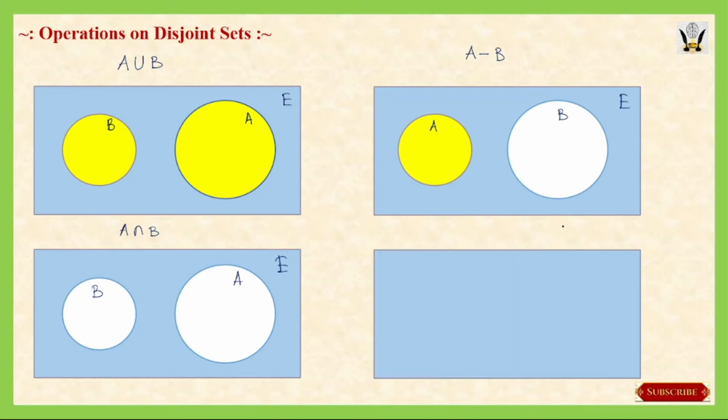Now next we will perform the difference operation between B and A. So first again we will have the universal set, then we will have set A, and then set B. Since here we are performing the difference operation between B and A, we will consider all the elements of B which only belong to B but don't belong to A, and since they are disjoint, the result will be all the elements of B only. Next, we will perform the same operations, union, intersection, and difference, on subsets.